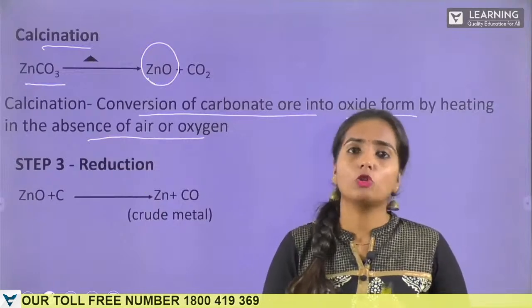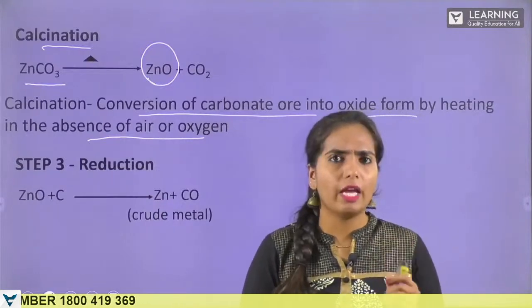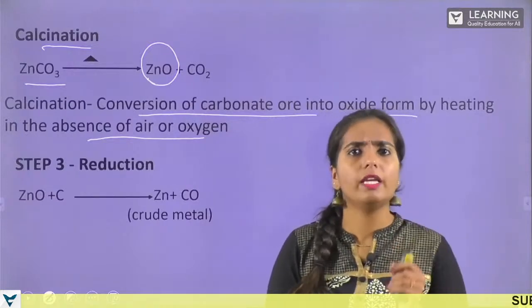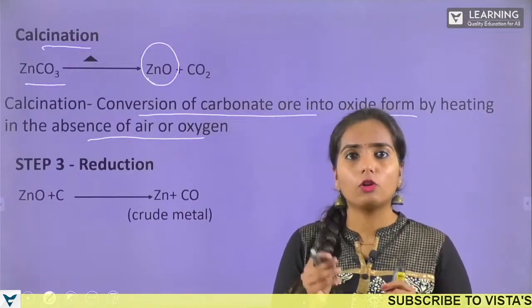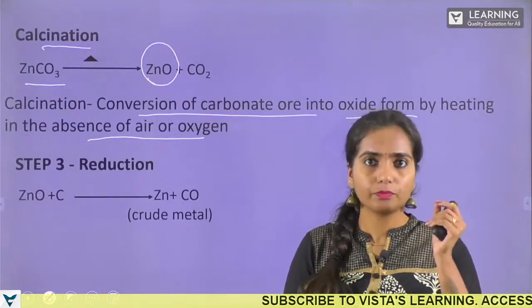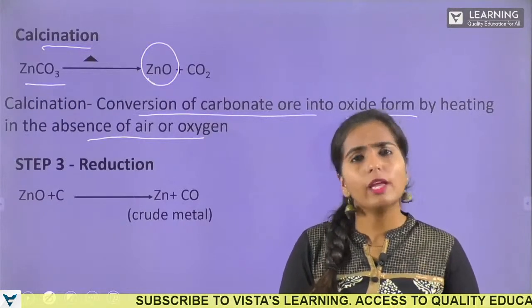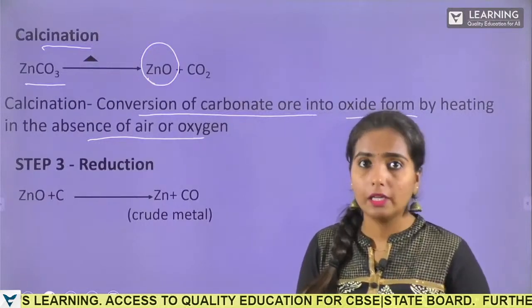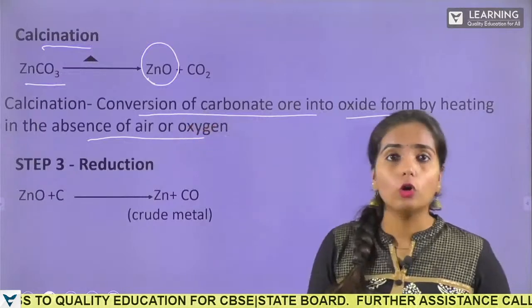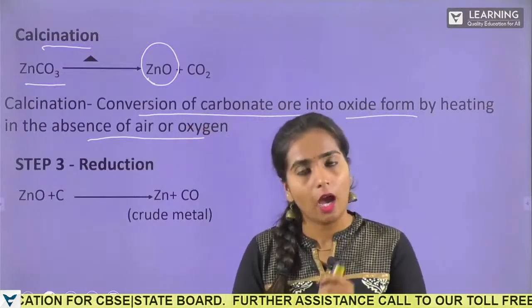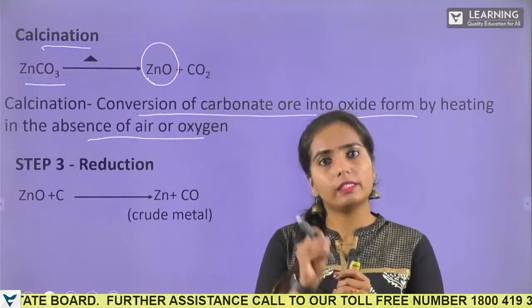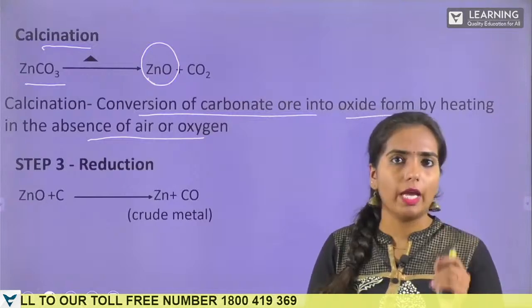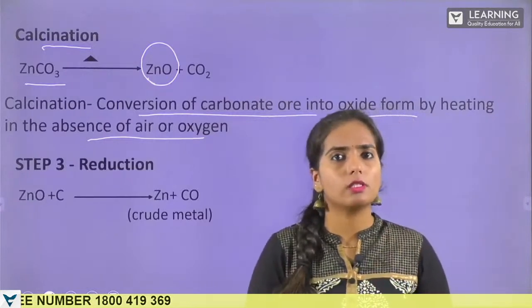So in roasting, there was the presence of air or oxygen, right? You have to remember these differences very clearly, students. In roasting, there will be presence of oxygen or air, and sulfide is converted into oxide. But here our carbonate ore is converting into oxide in the presence of heat, but there is no presence of air or oxygen. So this process is called calcination.